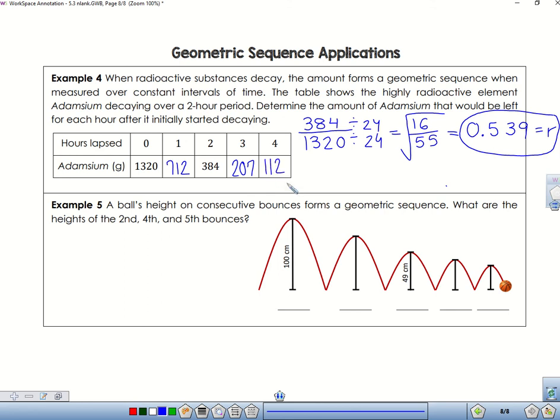So basically, after 4 hours, your substance that was once 1,320 grams is now 112 grams. Okay, that's what radioactive decay is. Any questions on that?